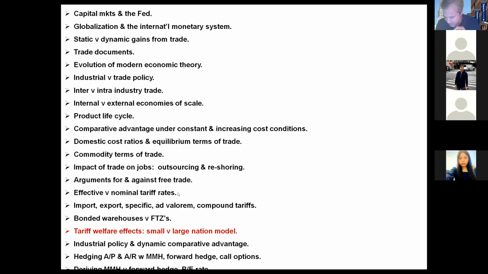We've gone over very specific things since the beginning of the semester, first with capital markets, then moving on to globalization, trade theory, and comparative advantage, and now onto tariffs. And so this is your review list. Work from this, look at the slideshows.